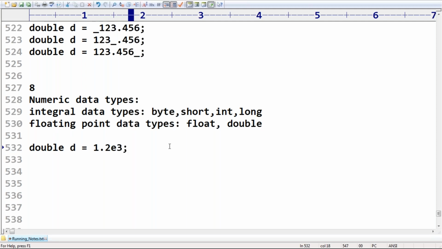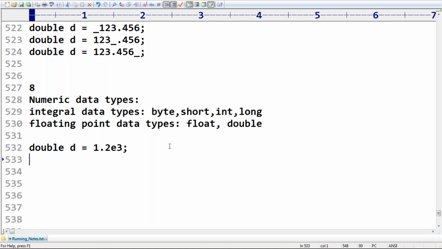Can you please confirm? Is it valid or not? Yes, perfectly valid. 1.2e3 itself is a valid value. So what is this type of convention? This type of convention is nothing but scientific notation or exponential form.